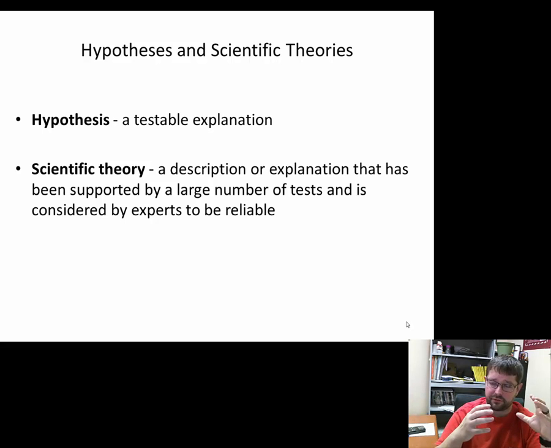But the scientific theory means that it's a reliable explanation. It's been tested numerous times, and none of the tests have rejected that explanation for that natural phenomena.